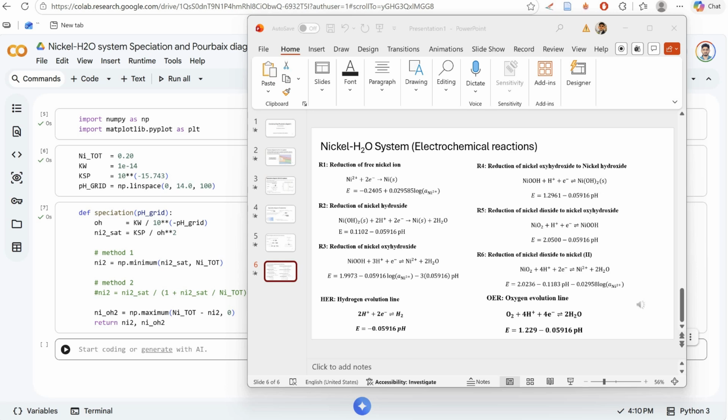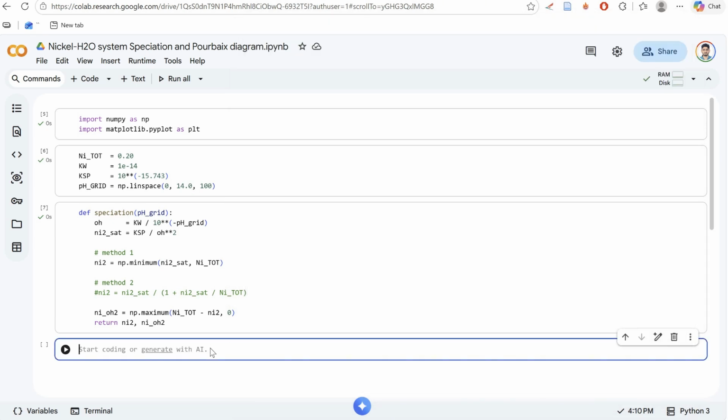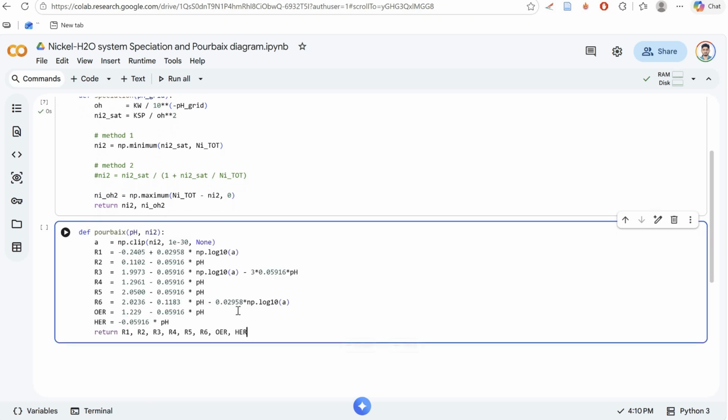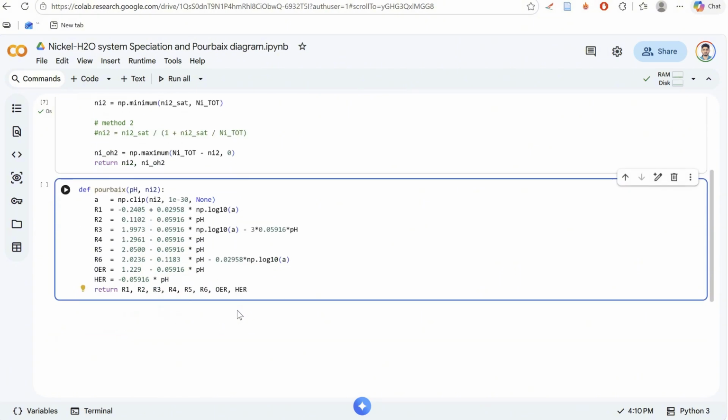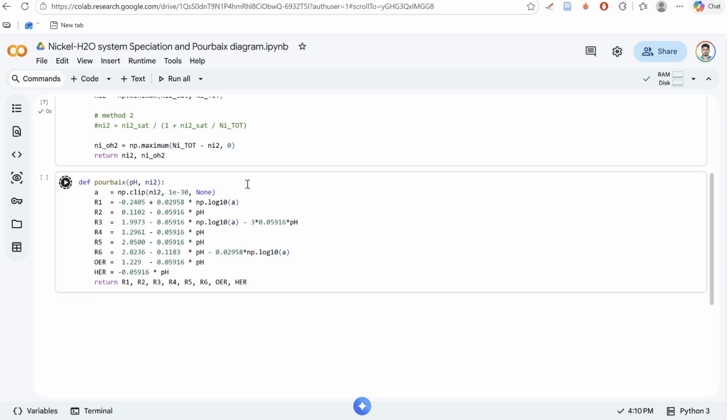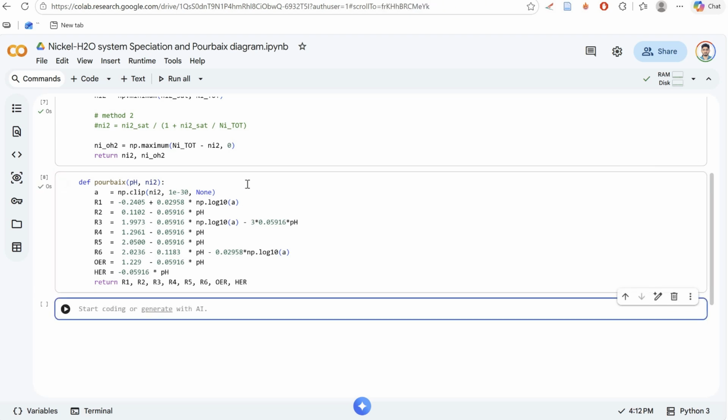We then define the Pourbaix function, which takes pH and the free nickel activity as inputs. To avoid numerical issues from zero or negative concentration, the nickel activity is clipped to a minimum value of 10 to the power negative 30. The function then calculates the equilibrium potential boundaries for 6 nickel redox and precipitation reactions, each expressed as a function of pH and nickel activity using the Nernst equation. It also computes the oxygen evolution and hydrogen evolution reference lines. All 8 boundary lines are returned for plotting the Pourbaix diagram.